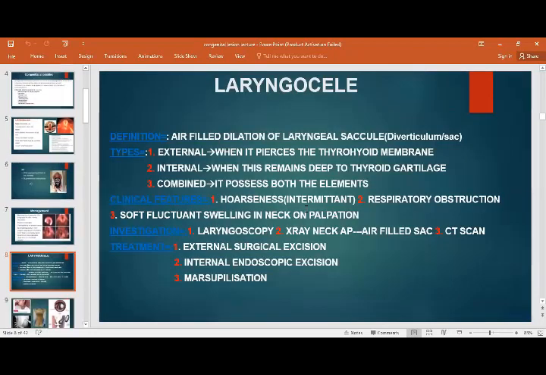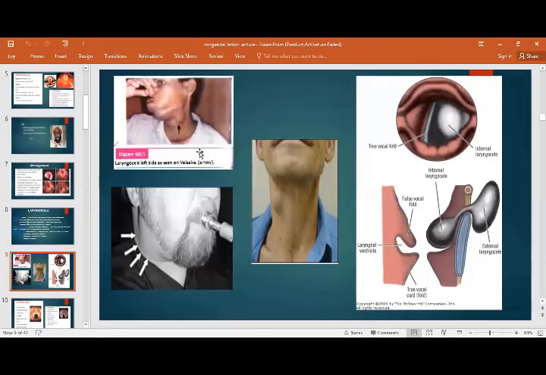Now the other condition is called laryngocele. What is a laryngocele? Basically, it is an air-filled dilatation of the laryngeal saccule, diverticulum or sac. You can easily see it in this case. It is mostly seen in trumpet players, who use their breathing excessively. Like you can see, this is the supralaryngocele. Whenever you do the Valsalva maneuver, this will extend. You can see this will show.